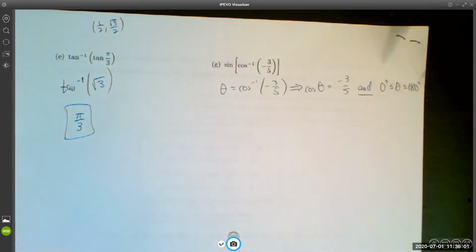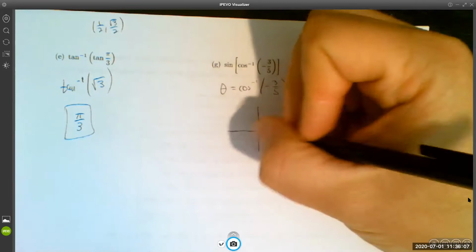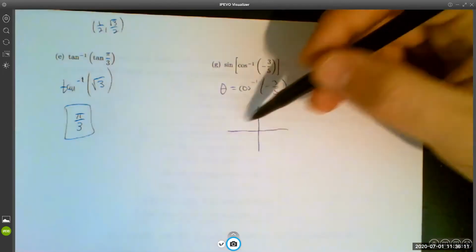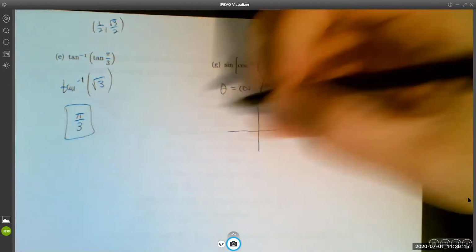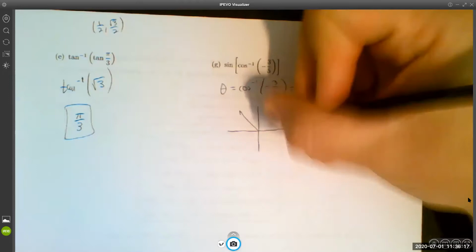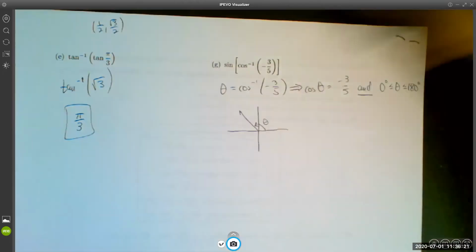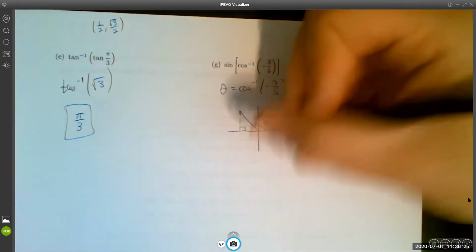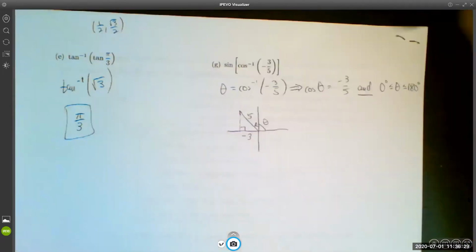That's important information because that tells us where theta lives. So if I draw a picture now, theta has to be between 0 and 180, so it's in quadrant 1 or quadrant 2. Since cosine theta is negative, it must be in quadrant 2. So there's theta. Now cosine theta is negative 3/5. That's negative 3 over 5, adjacent over hypotenuse.